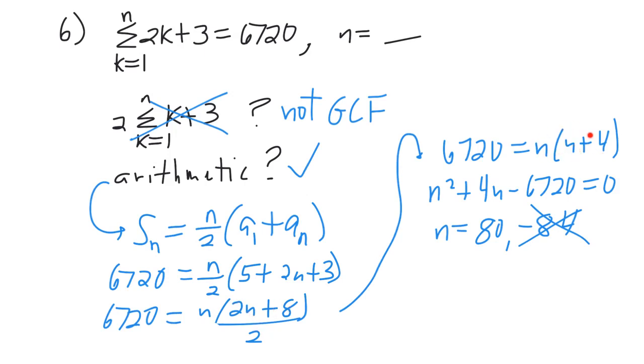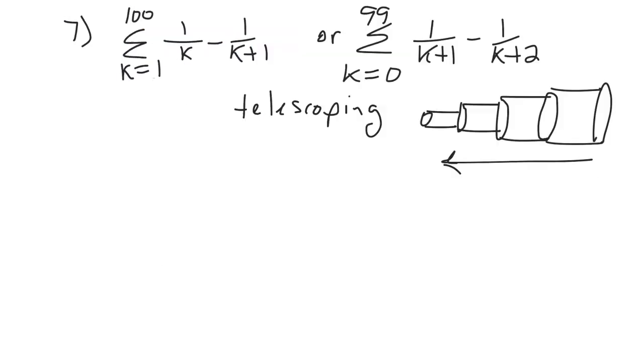so that I could divide 2's everywhere, and distribute, and then I'll just have a regular quadratic. I had to use the quadratic formula because I couldn't figure out how to factor this thing. I got 2 answers. N has to be a positive number, so this negative number's out, and n is 80. So we'll take 80 terms of this arithmetic series before it adds up to this answer.